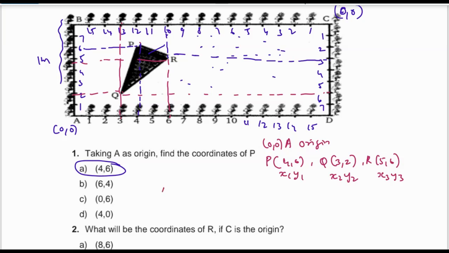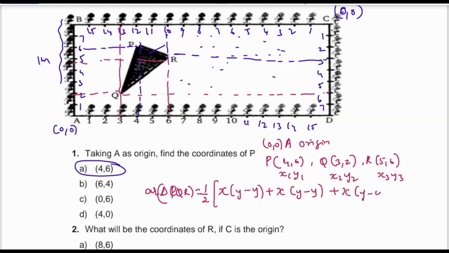So we have a formula for the area of a triangle PQR. We have to find the area of triangle PQR. We have half into, okay, see we can write like this: x1 into (y2 minus y3) plus x2 into (y3 minus y1) plus x3 into (y1 minus y2).